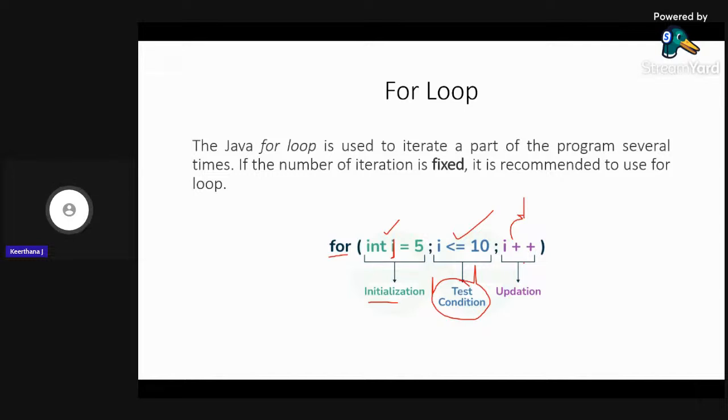Either you can increment or decrement. Here I plus plus states that you're incrementing the I variable by 1. It's not restricted to incrementing only by the value 1. You can also increment it by 2. At that time you give I is equal to I plus 2.